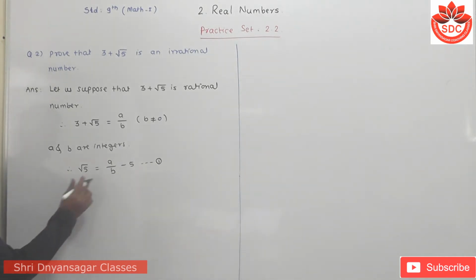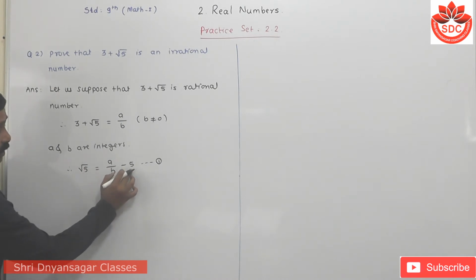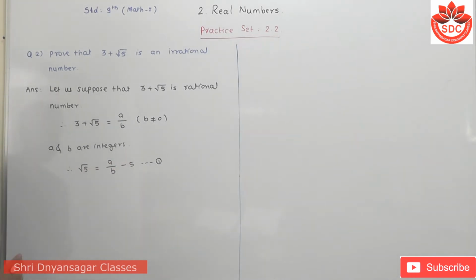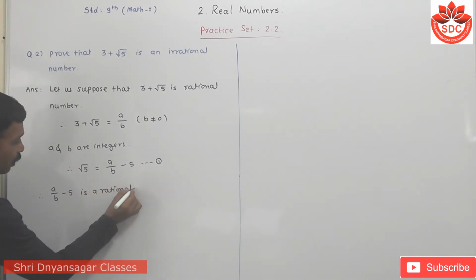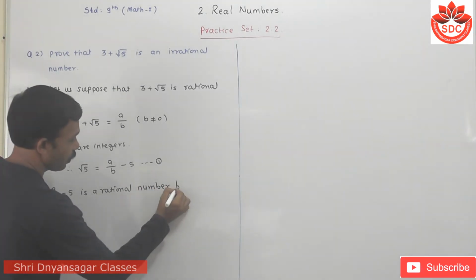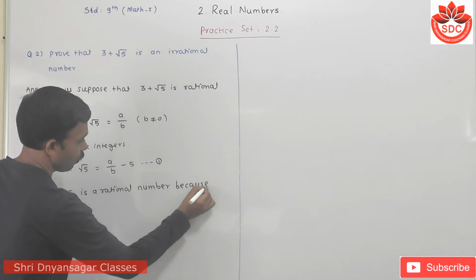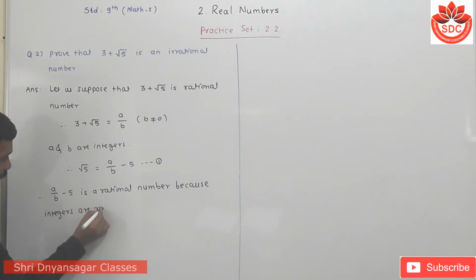Then we write here a and b are integers, means integers minus this, now we also get integers. So we have to write here therefore a upon b minus 3 is a rational number, because integers are rational numbers.